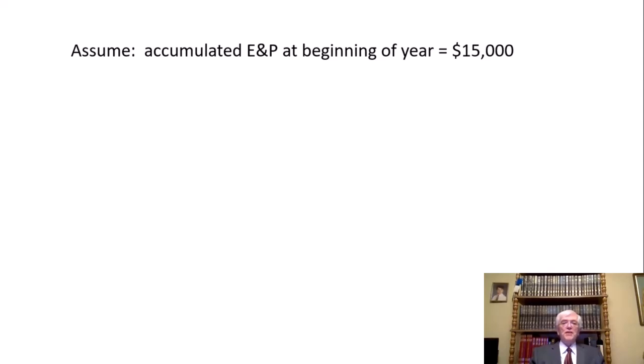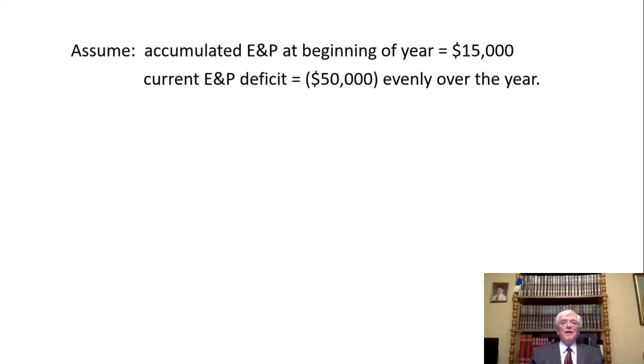Let's assume we have a positive accumulated E&P of 15,000. We have a current earnings and profits deficit of 50,000, and that occurs evenly over the year. So the assumption is that we're just doing business during the year, and there aren't any big transactions. We'll see an example in a homework problem in a little bit where there is one very large transaction that happens on a specific day. There's a large loss attributable to that transaction. If that's the case, and the reason you have a deficit current E&P is because of that transaction, you pull that out and say that occurred on that date. But if this is just normal business, then you just divide it up evenly throughout the year.